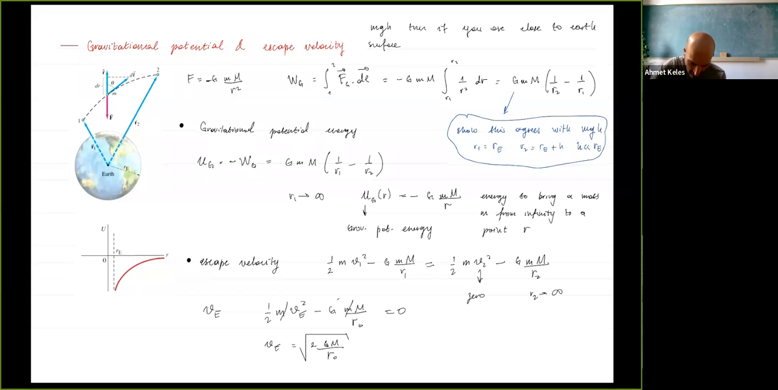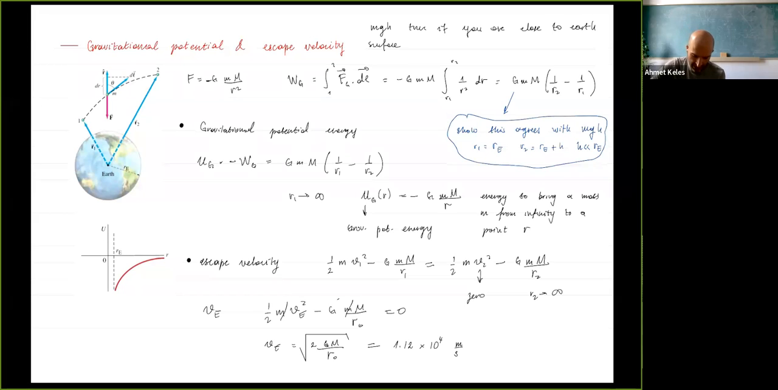And here you have all the masses. You have Newton's constant, you have the mass of Earth, and you have the radius of Earth. If you put in these numbers, you find something like 10 to the 4 meters per second. So I think 1.1 times 10 to the 4 meters per second. And this is a huge number.